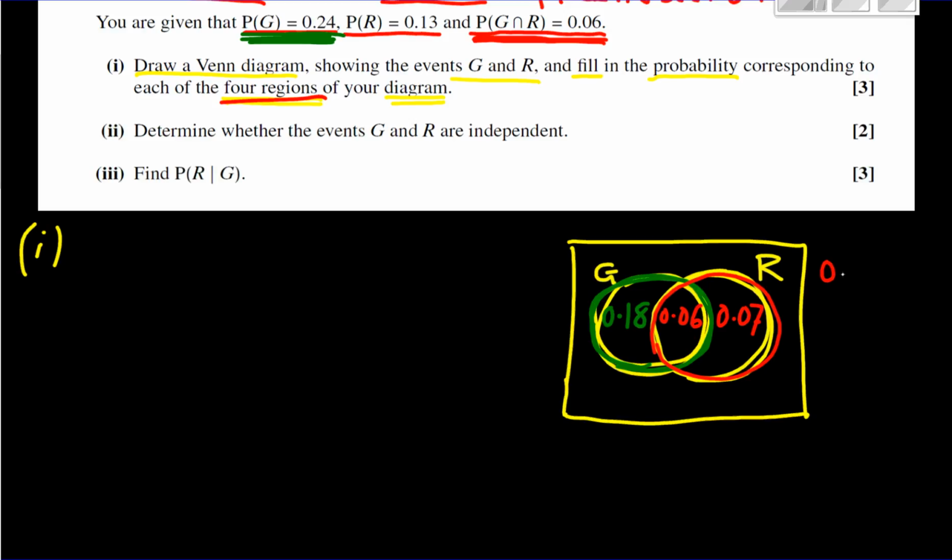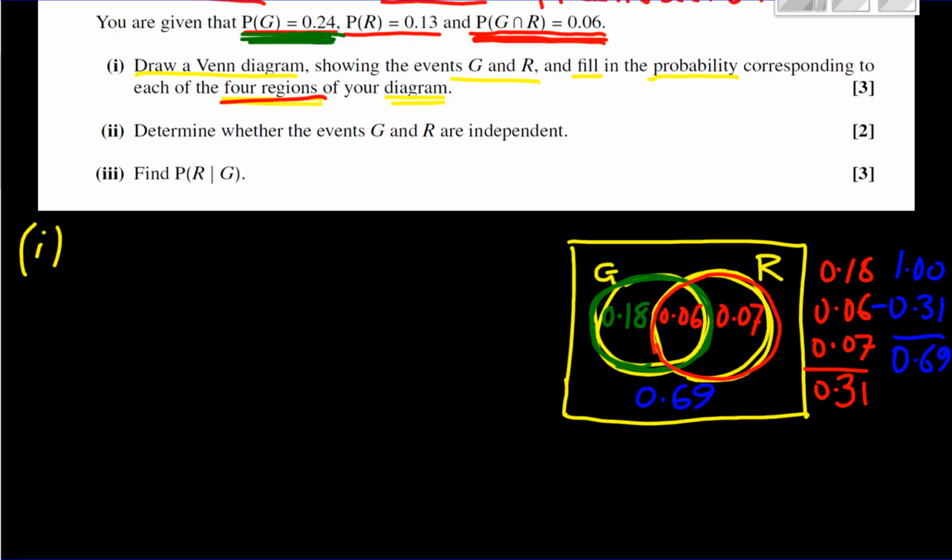So if we just add up the probabilities we've used so far, 0.18, 0.06 and 0.07, they add up to 0.31. And as we know the total is 1, we can take that away from 1, and we get 0.69 as the remaining probability that they go to neither the gym nor running. So there's our 3 marks for creating our Venn diagram.